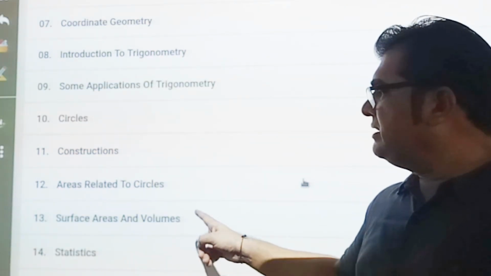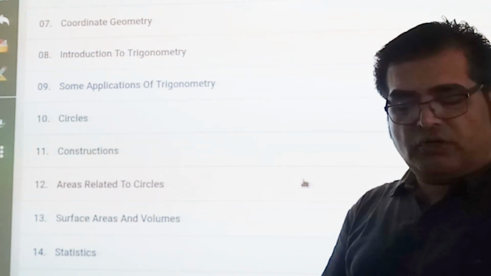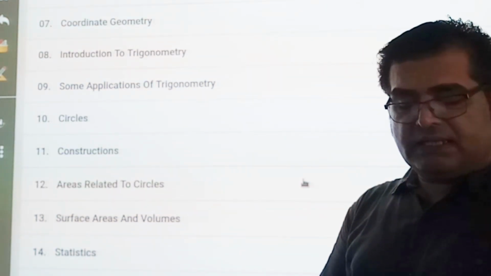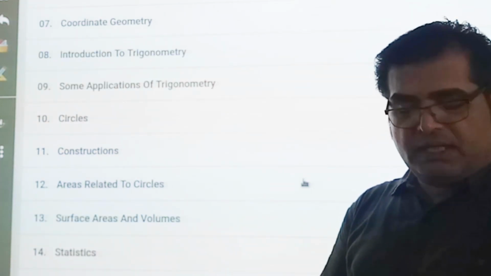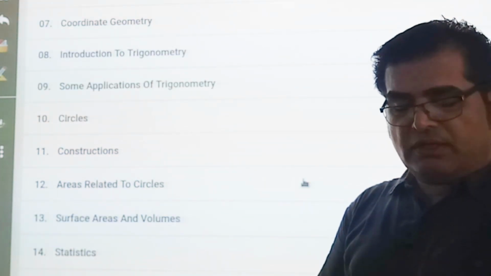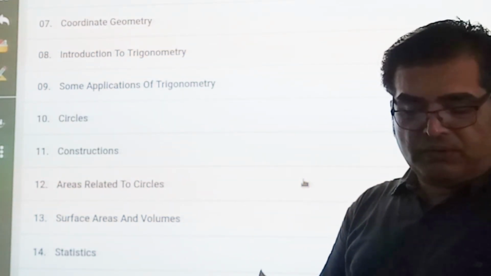Then chapter 13 is surface areas and volumes. In surface areas and volumes you will study surface areas of a combination of solids, volume of a combination of solids, conversion of a solid from one shape to another, and frustum of a cone.